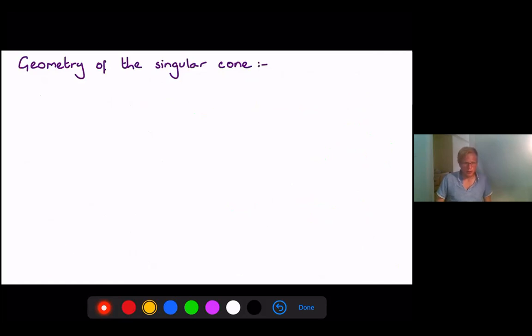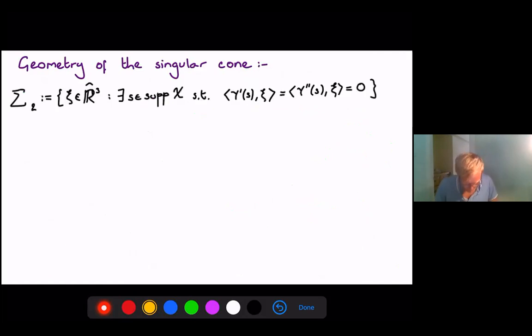Okay. So let's try to understand the geometry of these cones sigma 1 and sigma 2 that I introduced in the previous slide. So in particular, let's look at sigma 2.